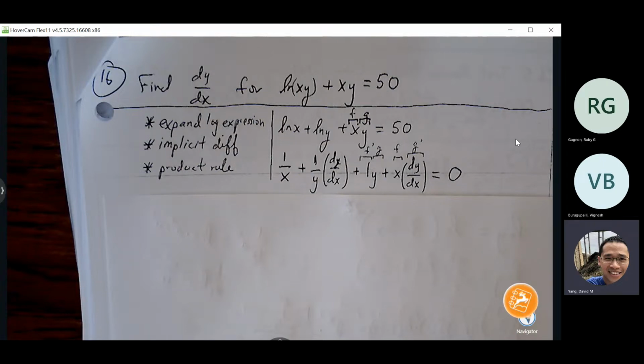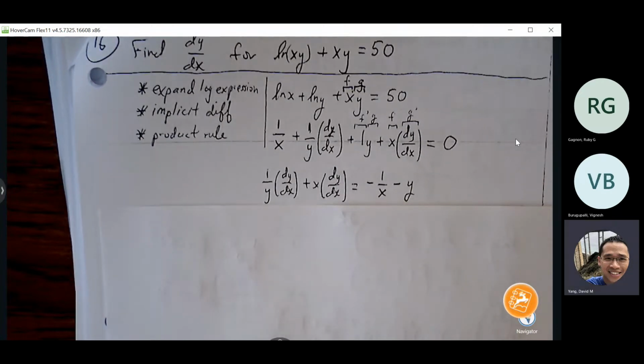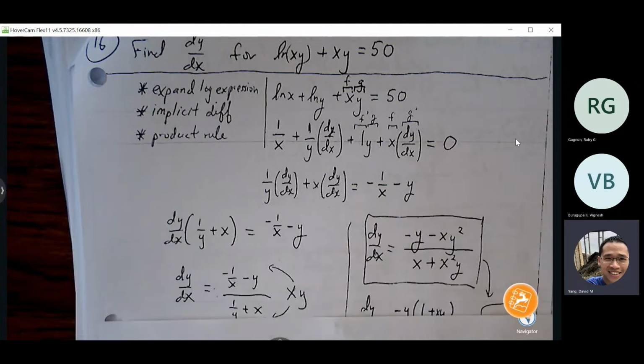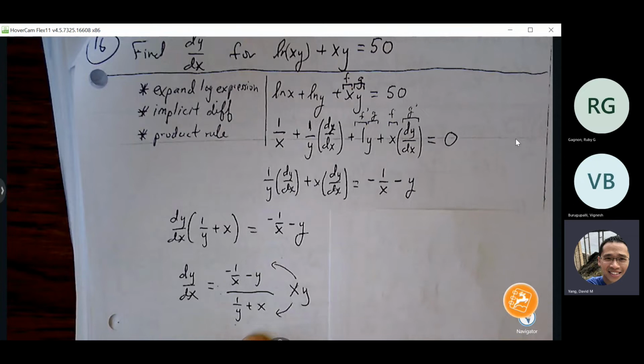Okay, are you good up to this point? I'm going to group the dy/dx terms together and put those on the left side. Move the 1 over x and the y over to the right side. And then factor out the dy/dx. Sorry, I'm not going to ask you to clean up all the way. If you leave it in this form, that's fine.